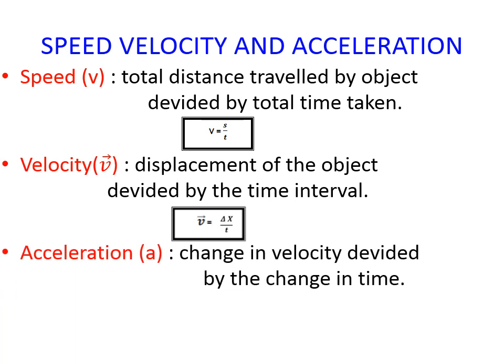And the last, acceleration, symbolized by a, is the change in velocity divided by the change in time. Because of that, acceleration is formulated by a equals delta v per t.